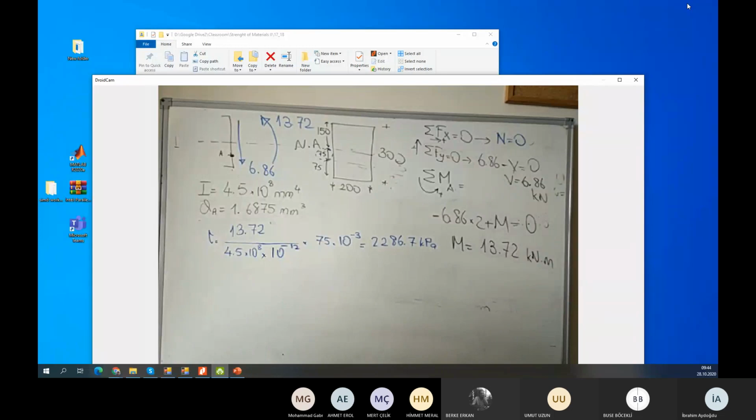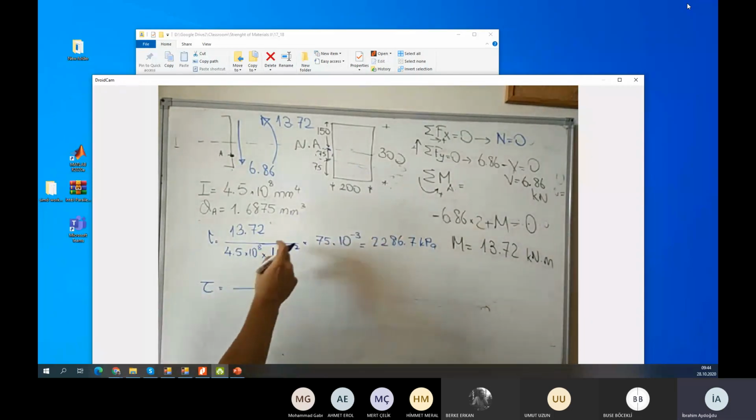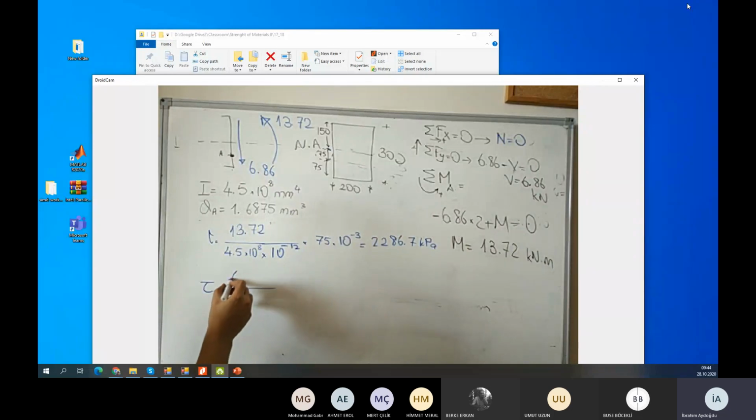Okay, let's continue with the tau. Okay, and so you remember that first of all I want to write the shear force, 6.6. I prefer the kilonewton millimeter system, therefore I don't need to make any unit conversion, times what is the value of the Q? Q is the 1.6875.